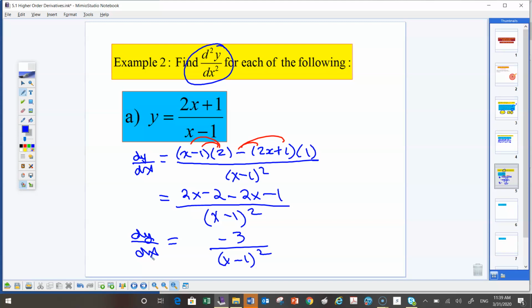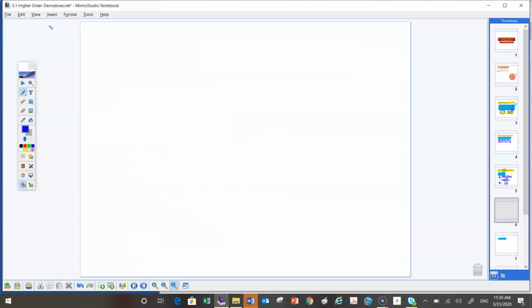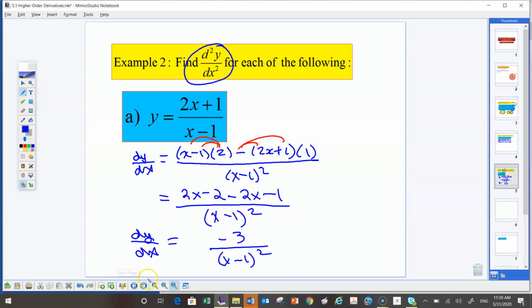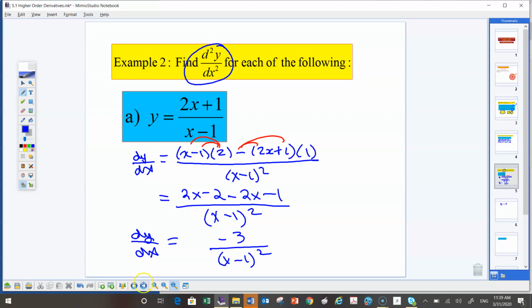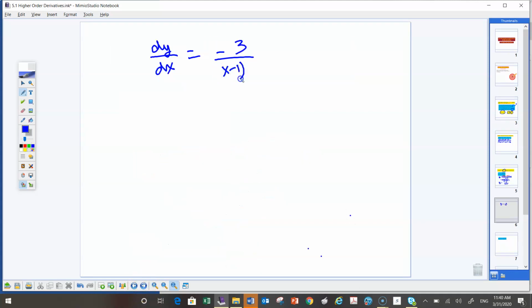Now, to find the second derivative, I have to take the derivative of the first derivative. So let's just recopy the first derivative here so we're not bouncing back and forth between pages. And this was negative 3 over x minus 1 all squared. Now, before we take the second derivative, you should have learned from last chapter that because I do not have a variable in my numerator here, I can just move up the x minus 1 squared and make it to the negative exponent, and that's still the first derivative.